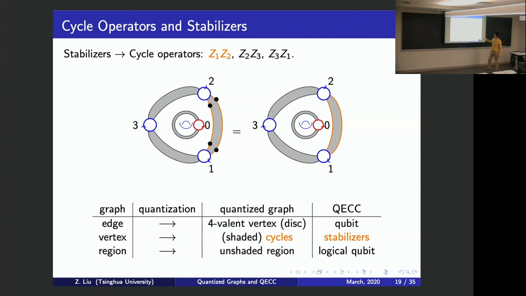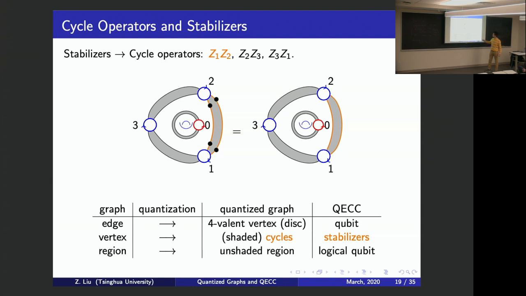So let's look at this shaded region. Let's see how we get the data stabilizer from that region. For this region, we can add a pair of charges nearby the disk. And the pair of charges corresponds to a Pauli matrix due to the collapse map.